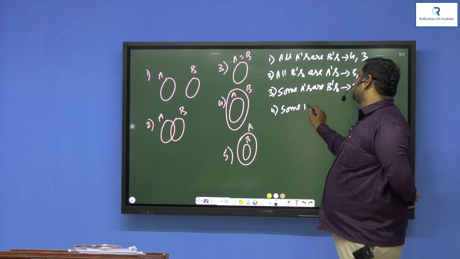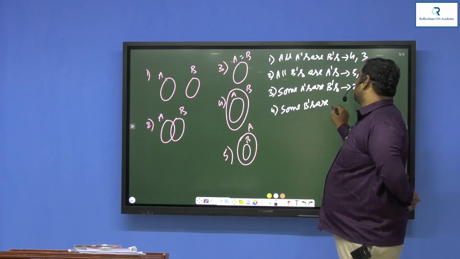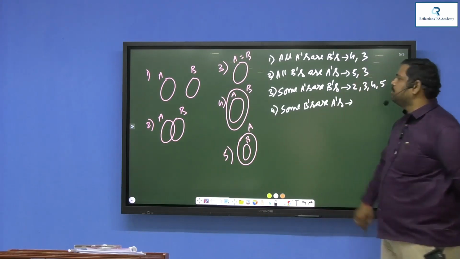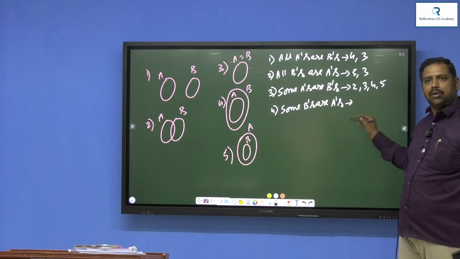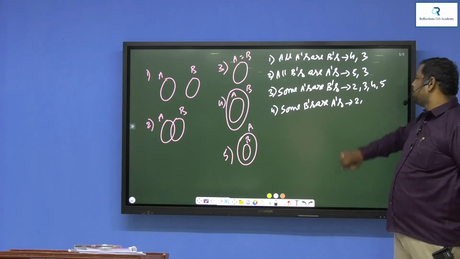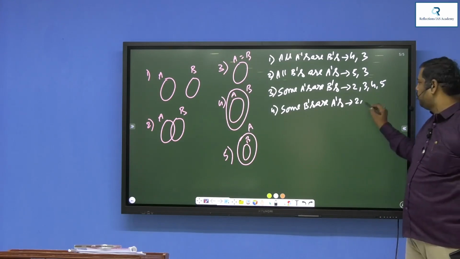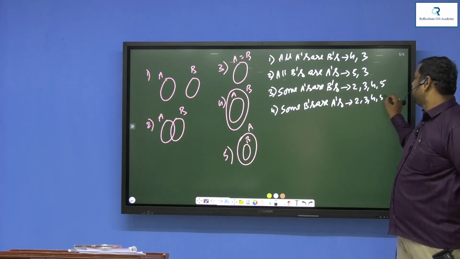Fourth one. Some B's are A's. What is the basic diagram? Second one only. What are the other possibilities? 3, 4 and 5. Beautiful.